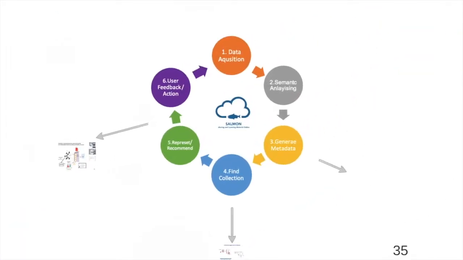Here is the life cycle of the Salmon. We have data acquisition, then analyzing, and then generating metadata. After finding metadata, we will shape the collection and the topic, and then recommend the different learning materials from the topic, also from the open educational resources, to the user. Then the user can give feedback on the provided visual cards, and after feedback we'll have new metadata and new data acquisition, and this loop continues. So let's go into detail.